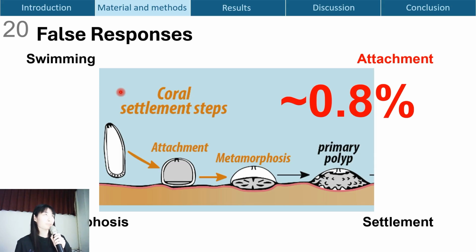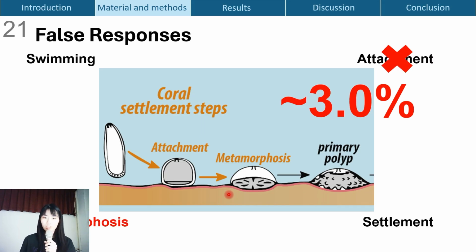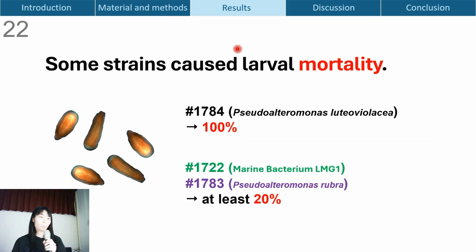And except for the typical results, there are some false responses. There is 0.8% of the larvae that do the attachment to the surface, but they didn't do the metamorphosis. And there's about 3% that only do the metamorphosis in the water column, but no attachment to the surface. And there is a special case.